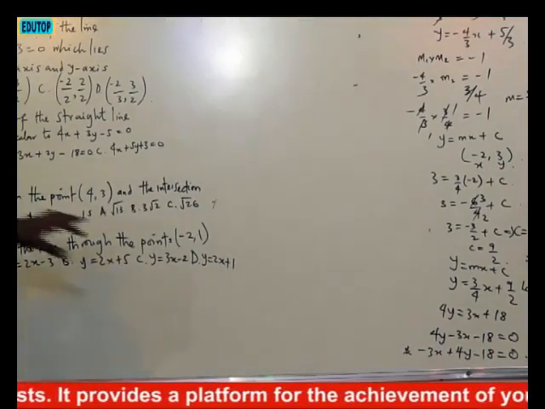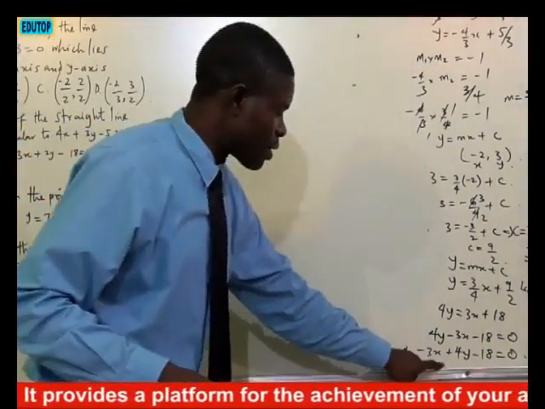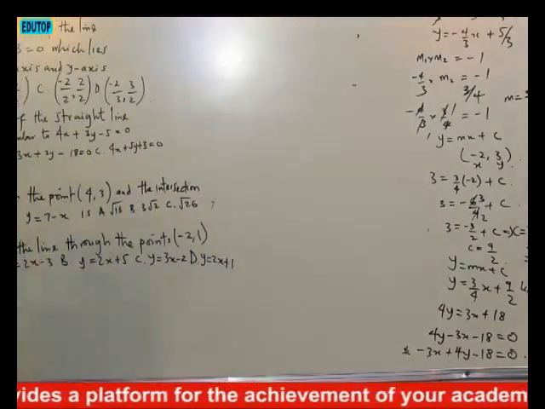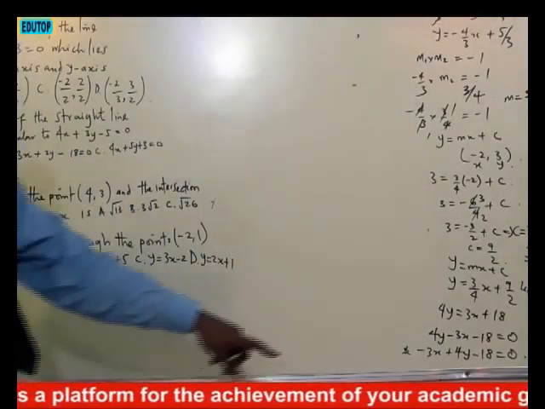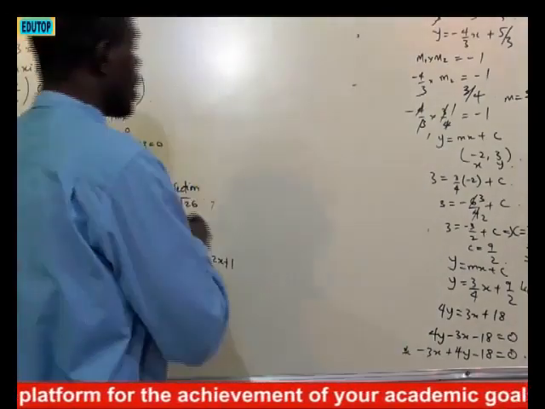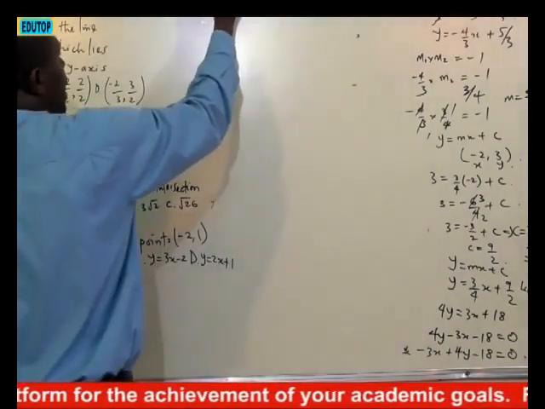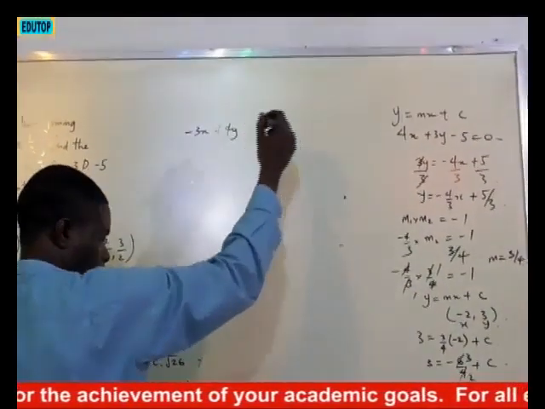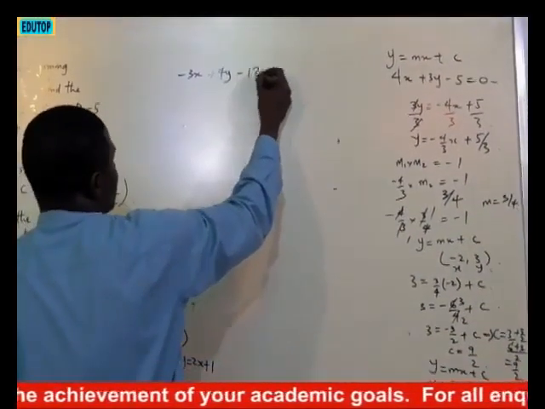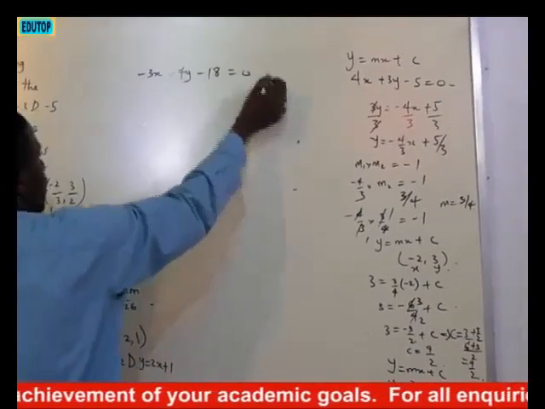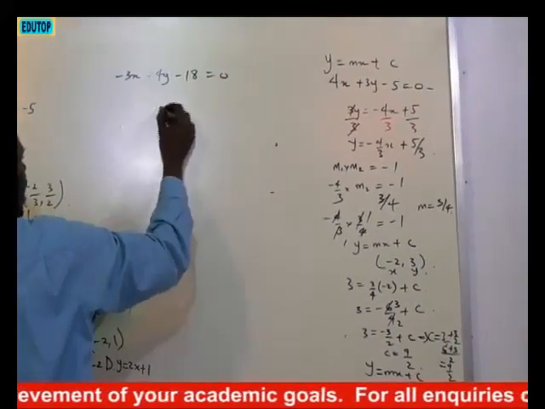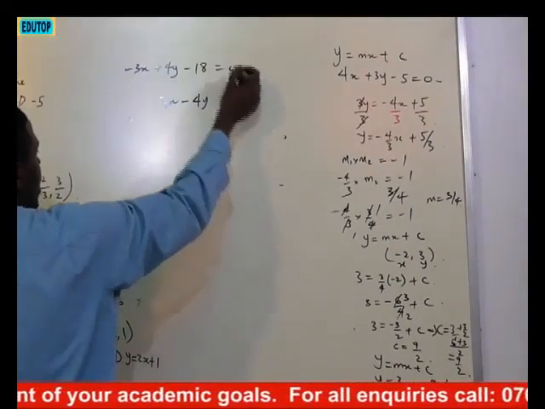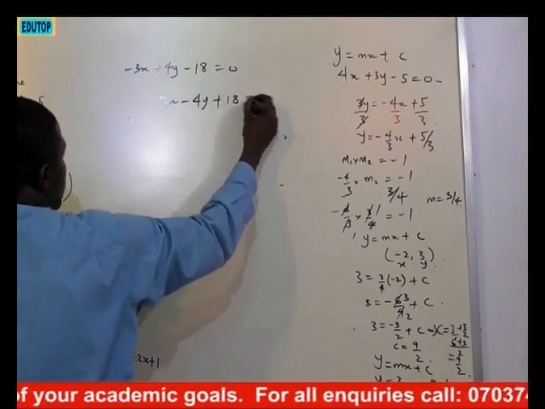Now, question 9, I have this as my answer. Though, based on the way it is structured here, the answer is not evident. But I can restructure this to suit the options there. What do you have? Minus 3x plus 4y minus 18 equals 0. Then let me transfer this to the other side. I have 3x. Transfer this to the other side. I have minus 4y. Then transfer this, plus 18 equals 0.